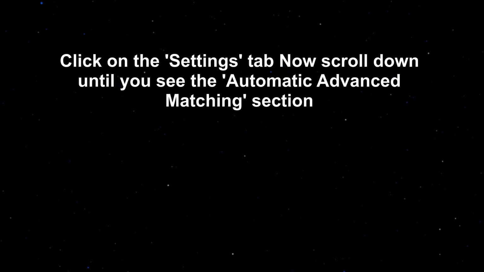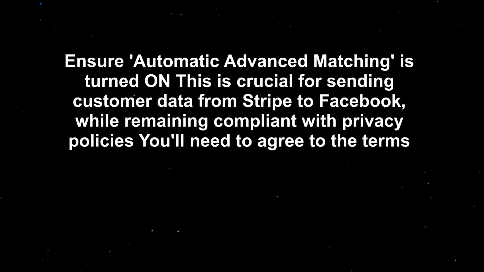Now scroll down until you see the Automatic Advanced Matching section. Ensure Automatic Advanced Matching is turned on. This is crucial for sending customer data from Stripe to Facebook. While remaining compliant with privacy policies, we'll need to agree to the terms.